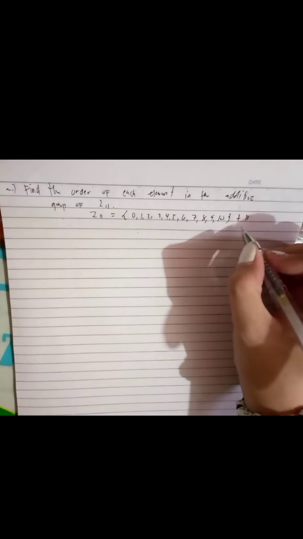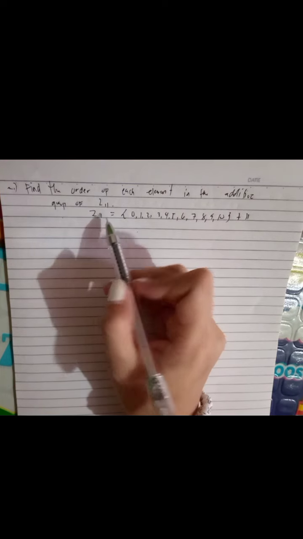So, number 2, find the order of each element in the additive group of Z11. So, ang elements ng Z11 is 0, 1, 2, 3, 4, 5, 6, 7, 8, 9, and 10. Then, since additive, so addition, and then modulo by 11, kasi Z11. So, ang unang gagawin dito is hahanapin natin yung subgroup ng element ng Z11.